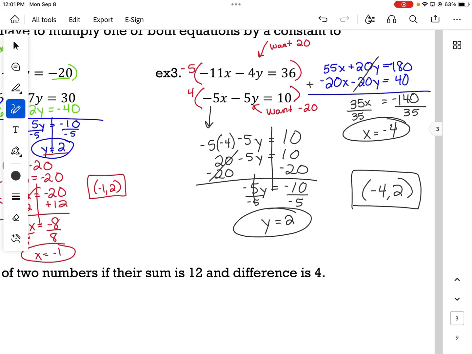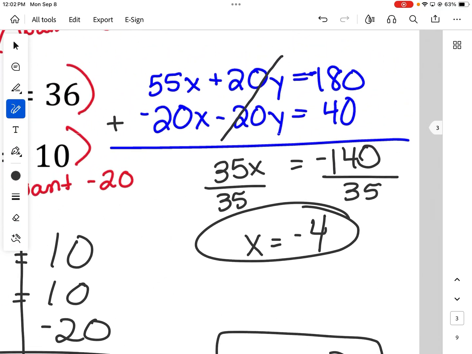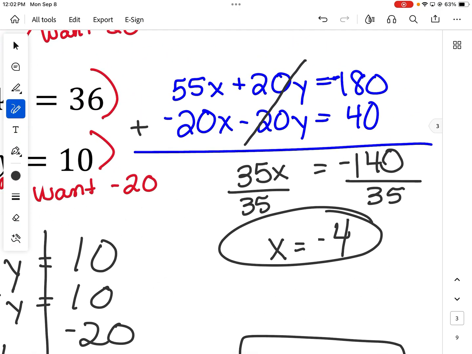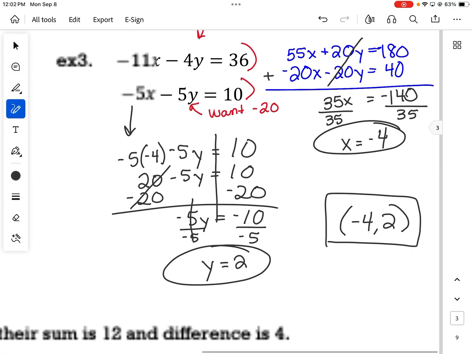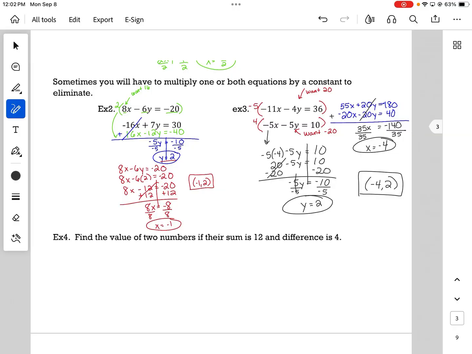We solved for x first. Yeah, and then we solved for the y. Okay, the last question on our notes. It says find the value of two numbers if their sum is 12 and their difference is 4. What could we name the two numbers?